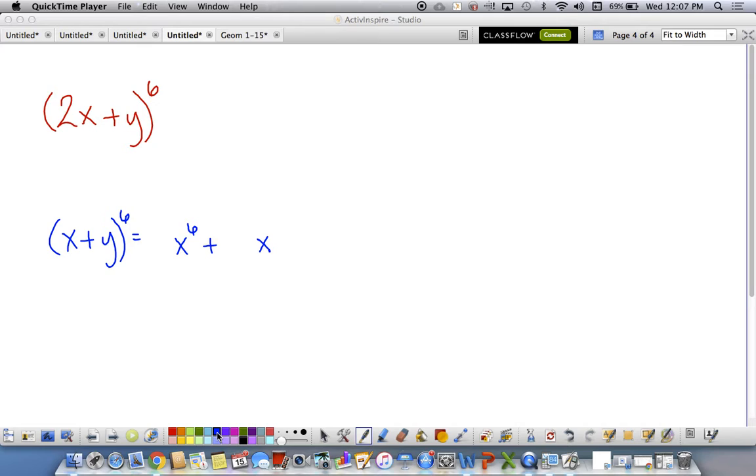Oh, you just want me to keep going. I just want variables. x to the 5th, y plus x to the 4th, y to the 2nd, plus x to the 3rd, y to the 3rd, plus x to the 2nd, y to the 4th, and then x, y to the 5th, and then y to the 6th. Those are all of our variables in each term.